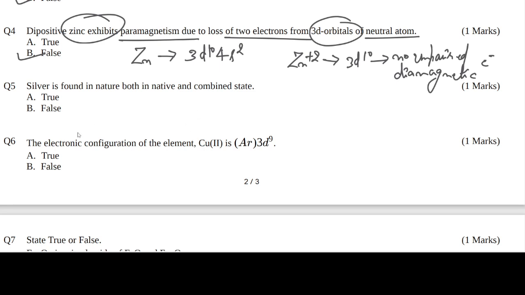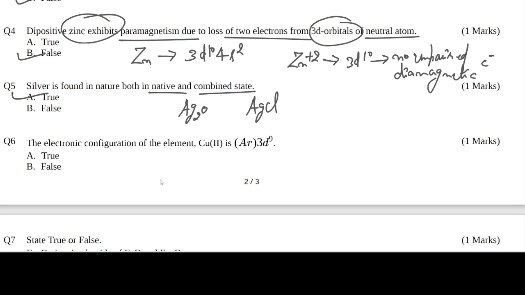Now the next question: silver is found in nature both in native and combined state. Silver, yes, you can say is least reactive like gold. In the reactivity series, silver is very less reactive, but in some cases it will form some compounds, like Ag2O type compounds and silver chloride. So this is the true statement.